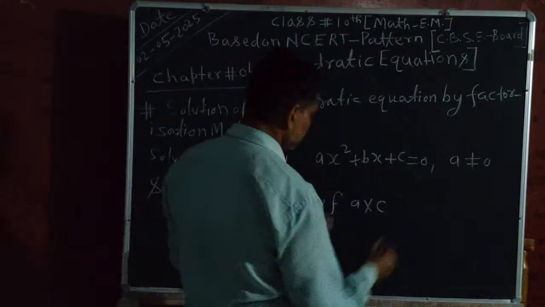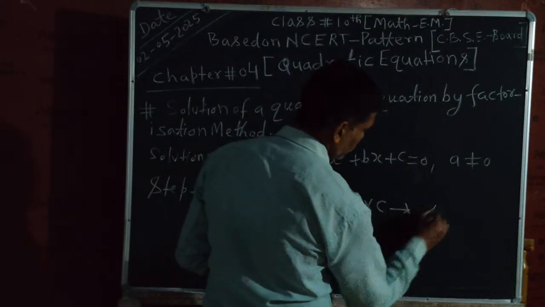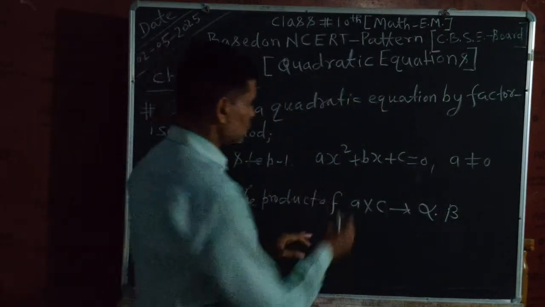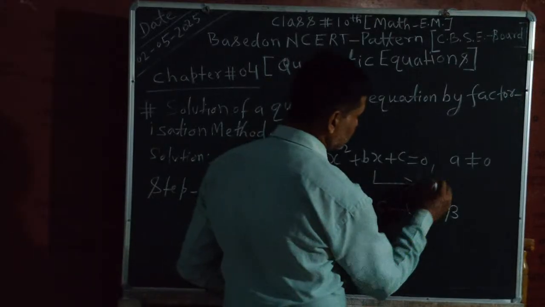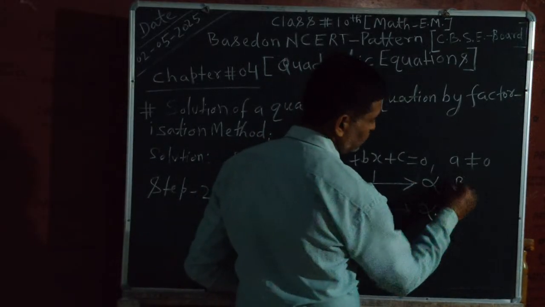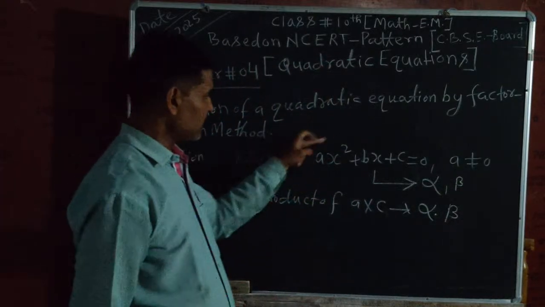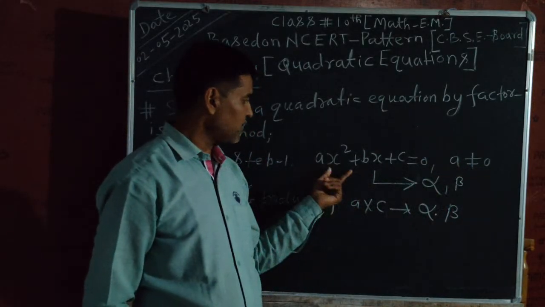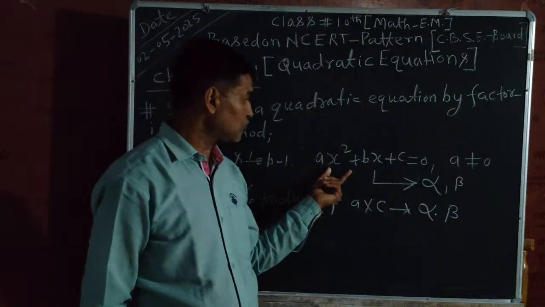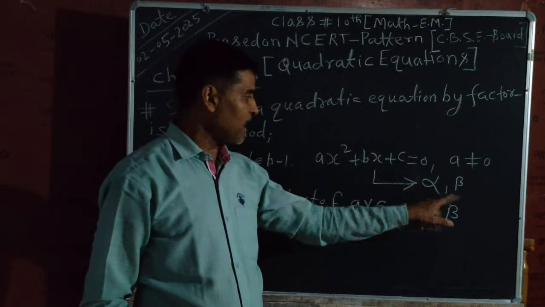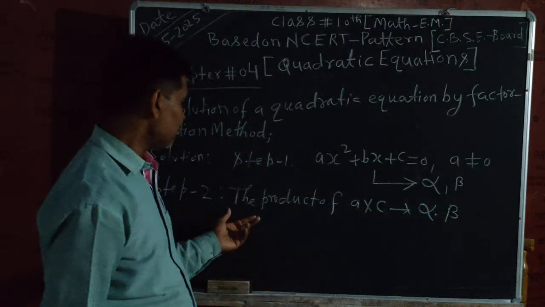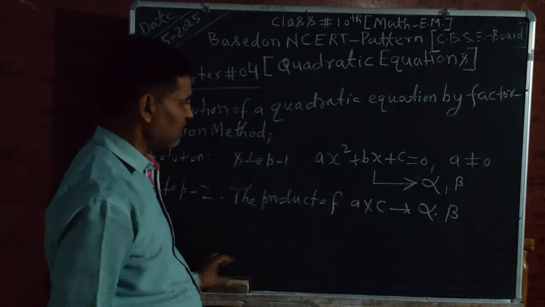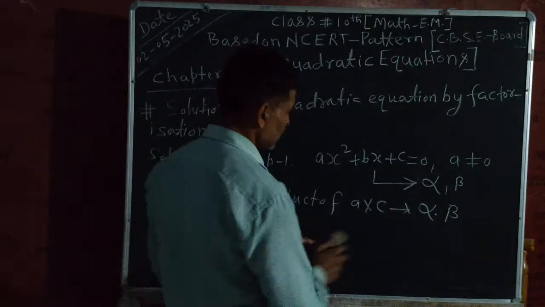I will say that one root will be alpha and the other root will be beta, okay, student, because this quadratic equation has two roots. One root is alpha and the other root is beta. So I will say ax square plus bx plus c is equal to 0, but a cannot be 0. So this quadratic equation will have two zero values, meaning two roots. One root I am assuming is alpha and the other is beta. So here I will get the product of a into c, and then I will get its value.